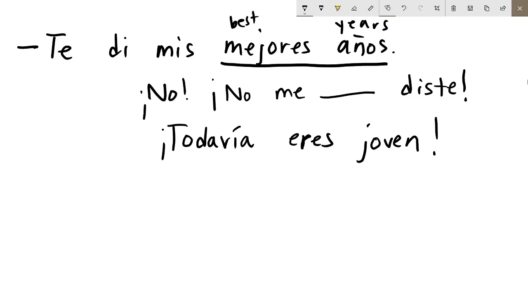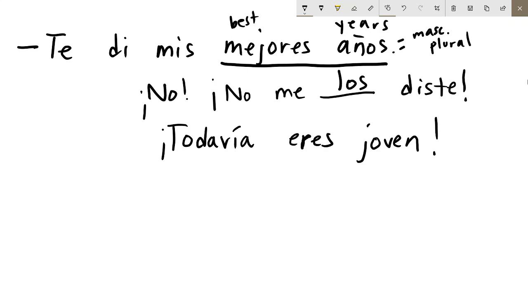But how would we make that best years into a direct object pronoun? Años. So this is an adjective that's modifying or describing años. Años is masculine and plural. It's years, plural. Año is year, it's masculine, singular; años, plural. So its pronoun would be los. No, no me los diste.